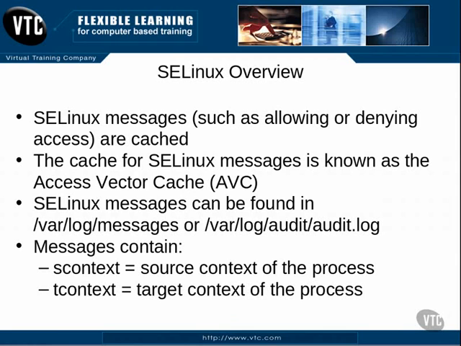SELinux messages, such as allowing or denying access to a process, are cached on the system. This cache is known as the Access Vector Cache, or AVC. SELinux messages can be found in /var/log/messages, but the most important location for SELinux messages is /var/log/audit/audit.log. This is where you need to check if you believe that you have an SELinux related error or problem. When you get what is known as an AVC denial message, this is where you will find it.